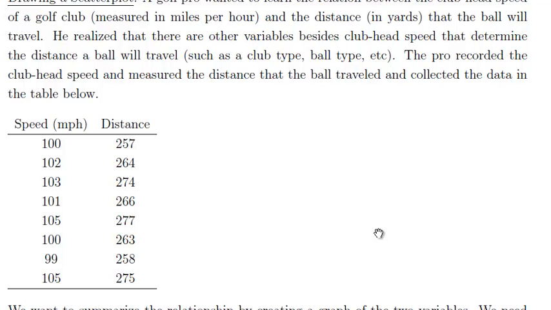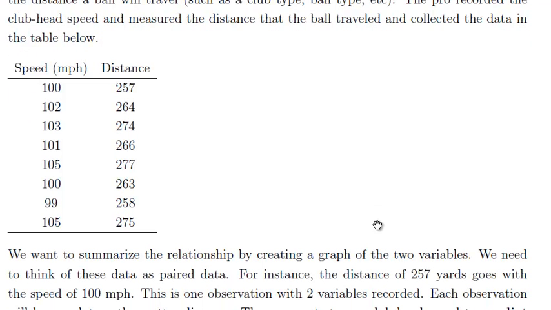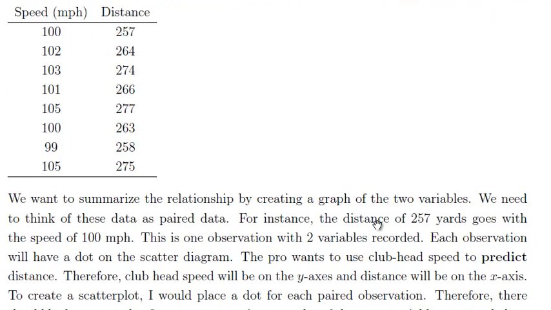And so you can imagine that there should be an association. The faster the speed of the golf club, you would think the further the distance the ball would travel. So we'll deal with this data set quite a bit throughout this whole chapter to examine and quantify the relationship between these two variables.